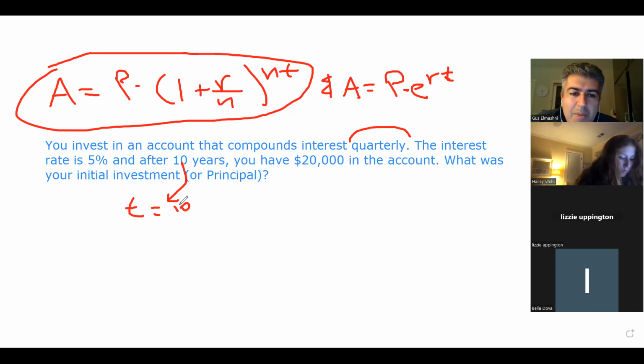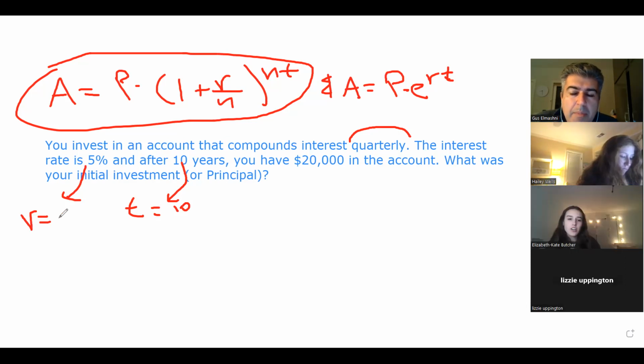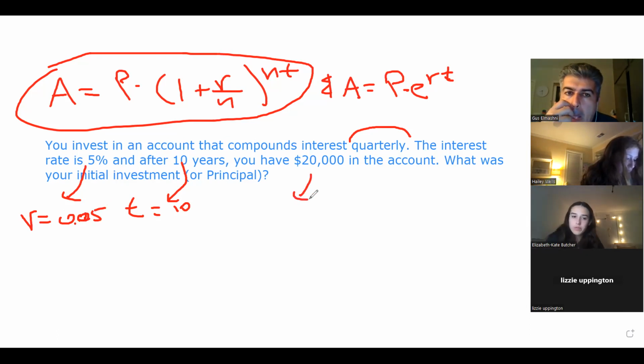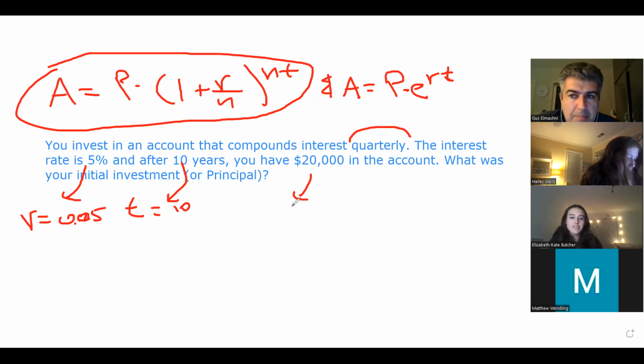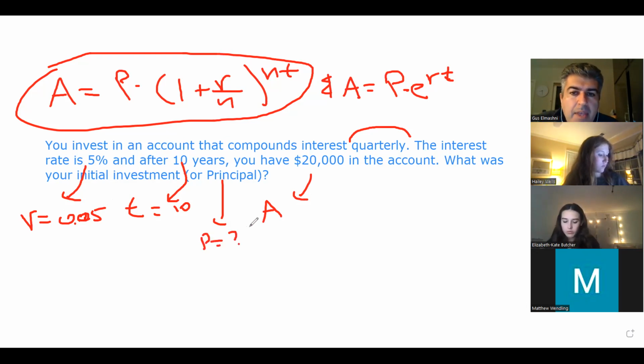Okay. And then what's r? Right. But what am I going to plug in for it? 0.05. You use a decimal. 0.05. Very good. Use a decimal, please. And then what's the 20,000? Nope, it's A. It's how much money you have after time has passed, because you have $20,000 after time has passed. That's what A represents. P is what I'm trying to figure out. And then what's n? 4. There we go. Perfect. And you just work it out.